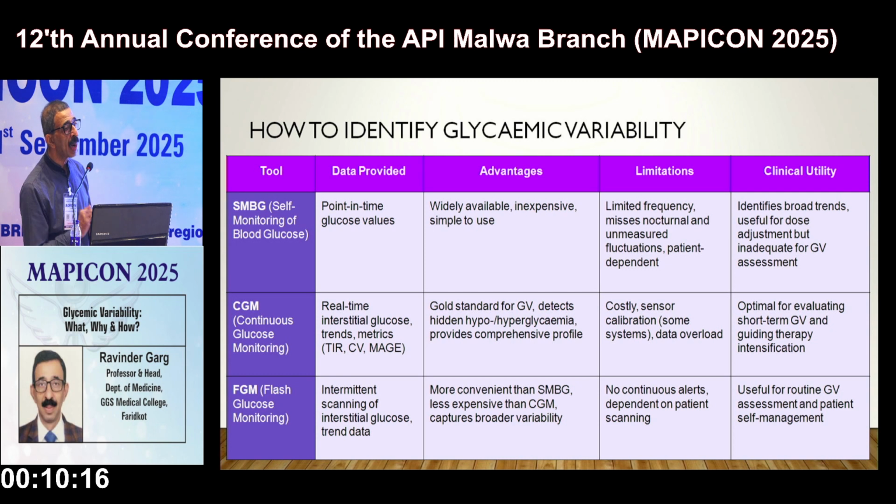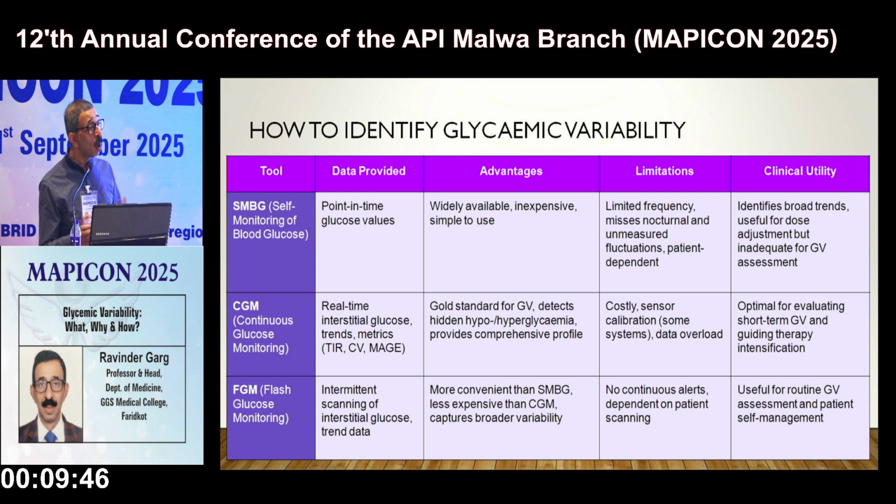So how do we identify glycemic variability? We have three modalities: self-monitoring of blood glucose, continuous glucose monitoring, and flash glucose monitoring. So just briefly, self-monitoring of blood glucose is very common these days. Everyone has those glucometers, right? Widely available, inexpensive, and you can do it anytime. But what is the drawback? It is patient dependent.